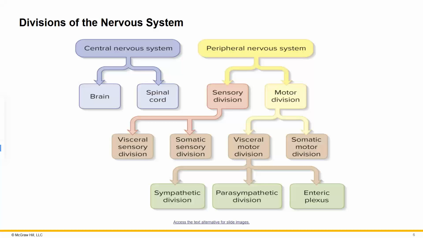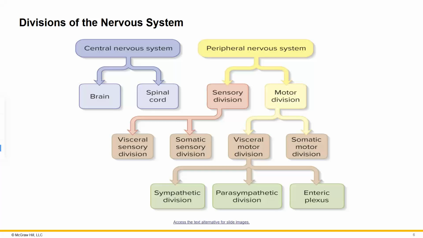Within the sensory division, we have visceral and somatic. Somatic's going to be more so related to the muscles and bones and joints and skin, while visceral would be like the visceral organs that are under autonomic control, automatic control. The motor division is then further divided into the visceral motor division and somatic motor division.